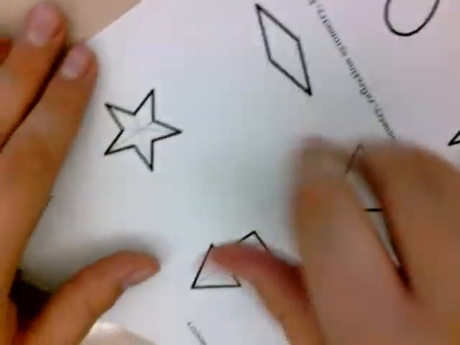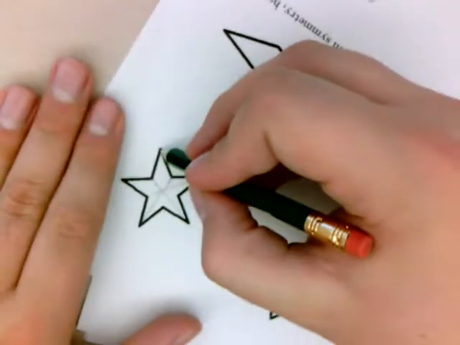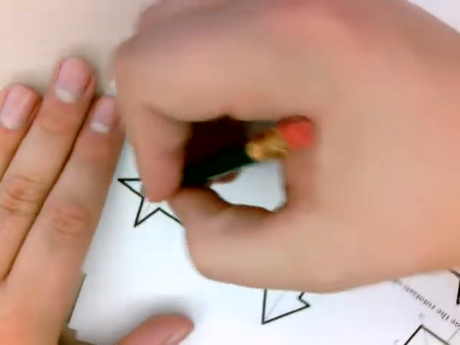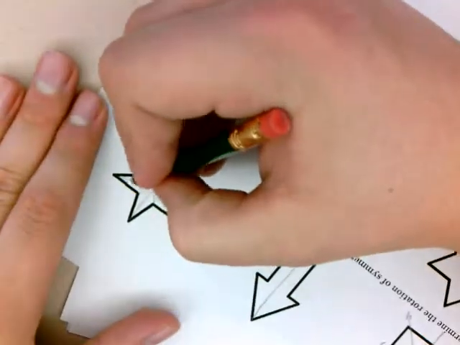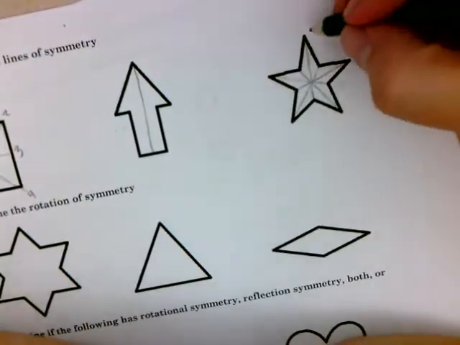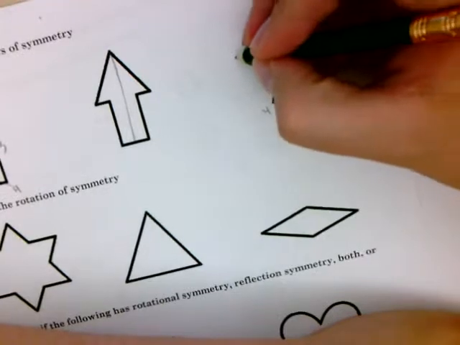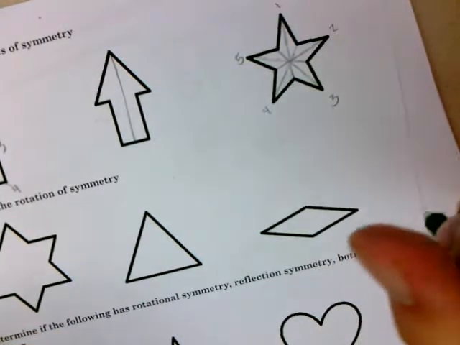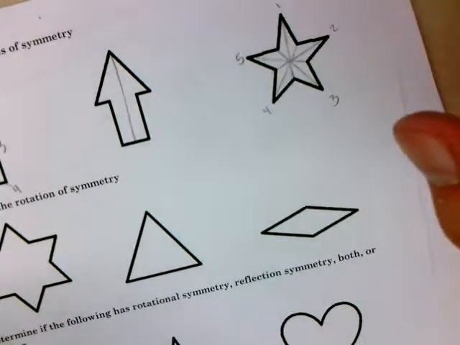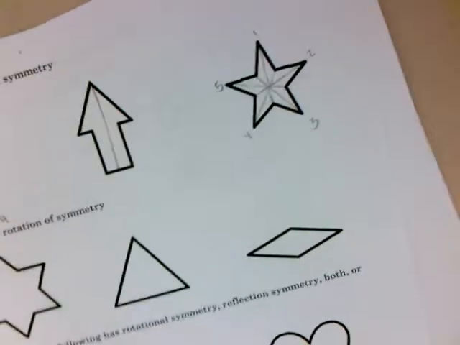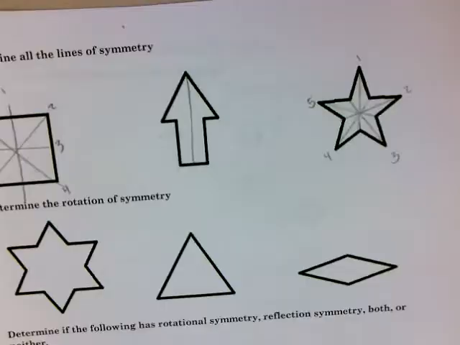Turn the page, I can fold one right here. Once again, turn the page again, and get one right there. So technically I have 1, 2, 3, 4, 5. I have 5 lines of reflection on this star. That's how you find the number of reflections.